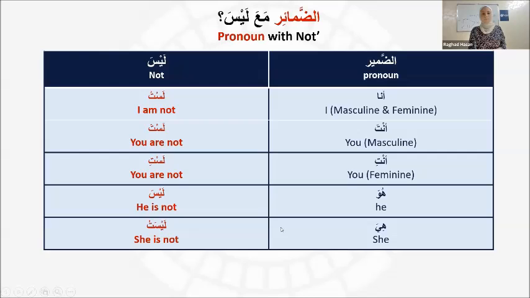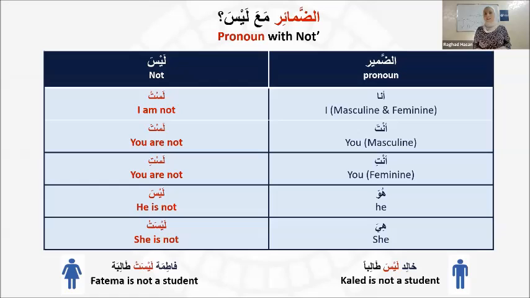Okay, now I will show you the examples. For example, خالد ليس طالبا. Khalid is not a student. Why ليس? Because هو, he. So خالد ليس طالبا. فاطمة ليست طالبة. ليست because هي, she.